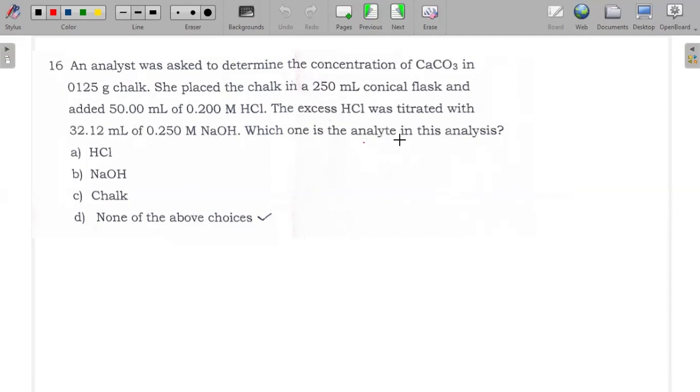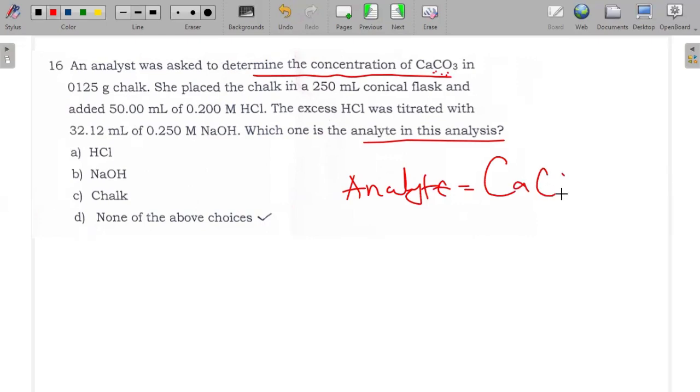Which one is the analyte in this analysis? The analyte is the substance that we are trying to find the concentration for. Here they are saying determine the concentration of the calcium carbonate. So the analyte here, and they like repeating this question, is calcium carbonate. But can we see it on the options that have been given? No, we can't see it. So we're going to say none of the above. That would be a correct choice.